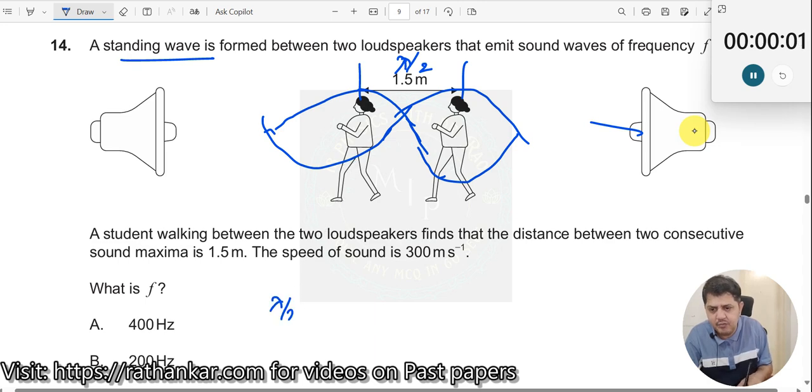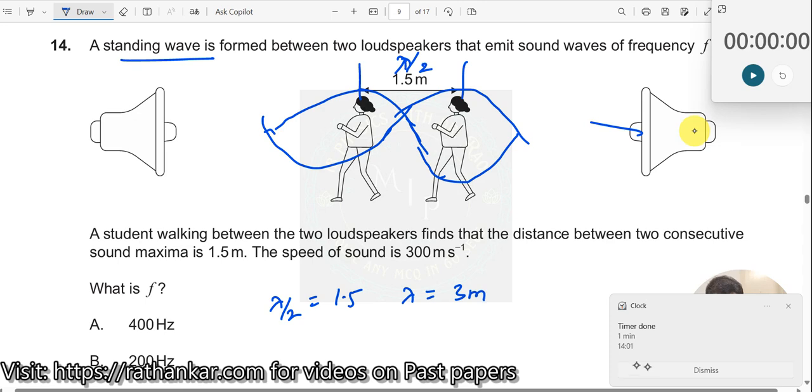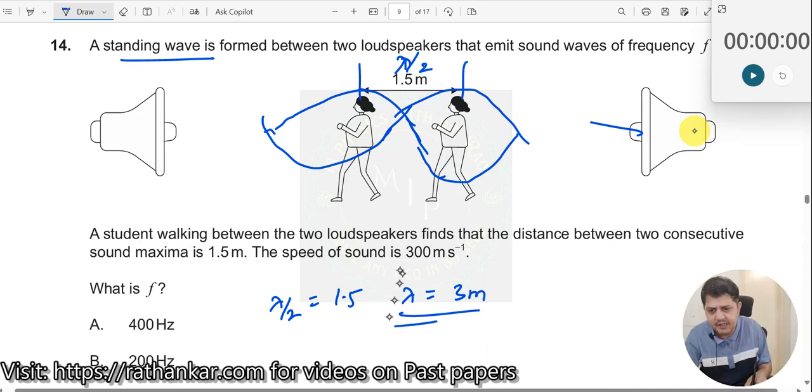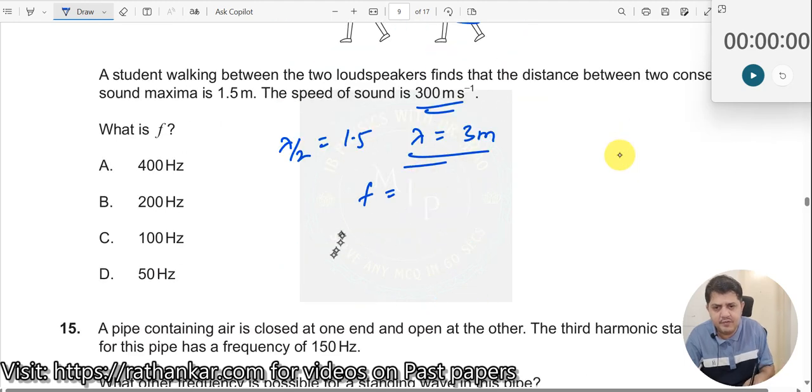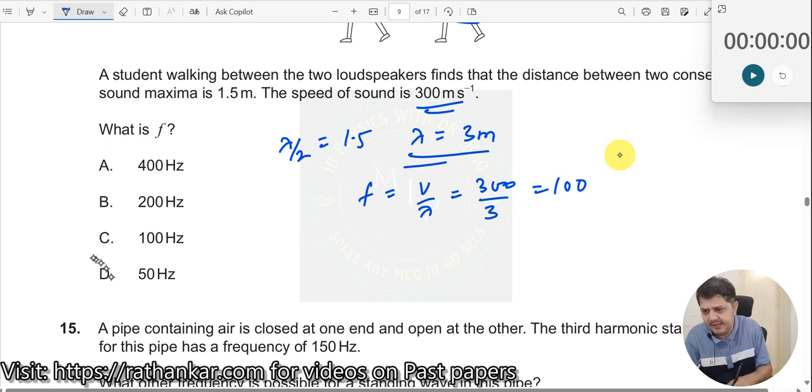Lambda by 2 is equal to 1.5. Lambda should be equal to 3 meters, right? If lambda equal to 3 meters, velocity is given to you. Find the frequency. F should be equal to V by lambda, which should be 300 divided by 3, which should be 100. So the answer is 100 hertz. C.